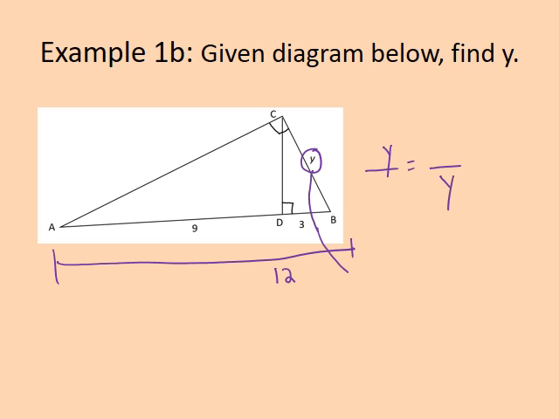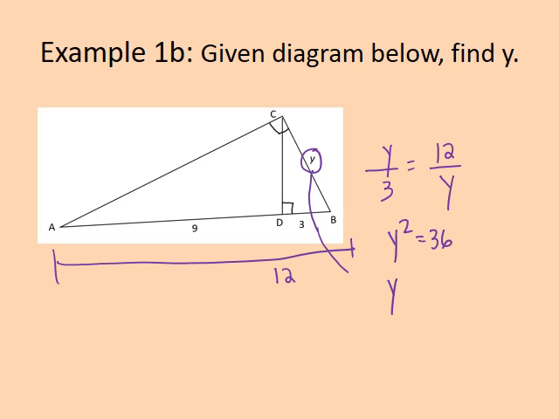So y is in the numerator and y is in the denominator. Now it's the geometric mean between 3, which is the closest side, and the entire hypotenuse, which is 12. So now we're going to solve this proportion. y times y is y squared. 3 times 12 is 36.